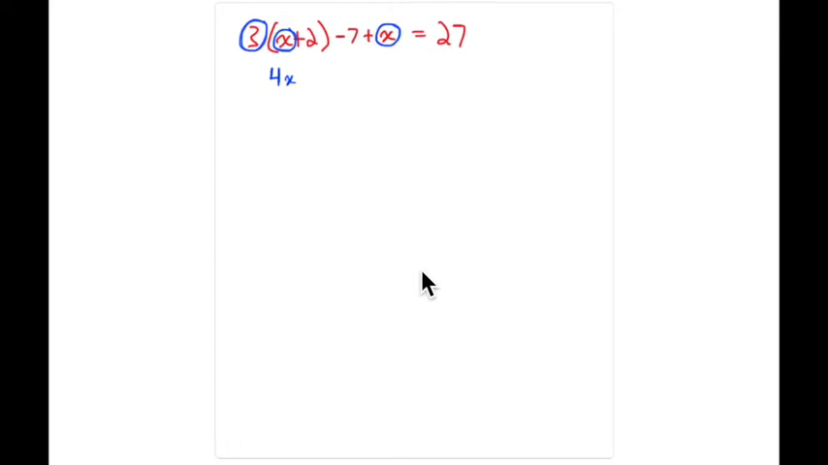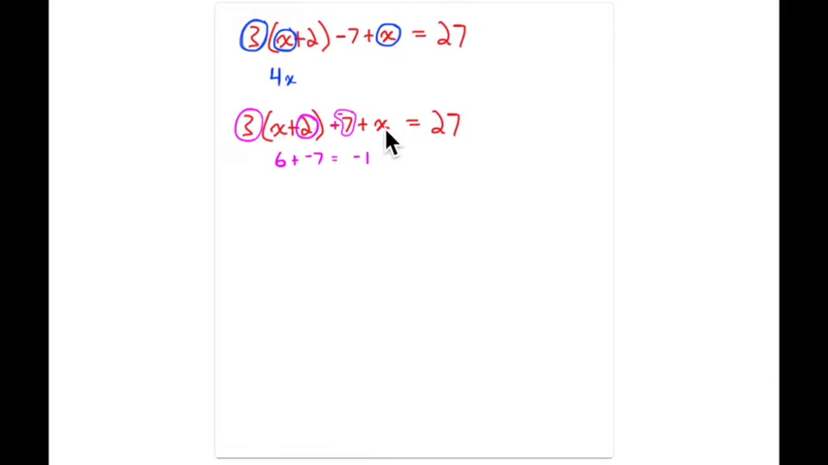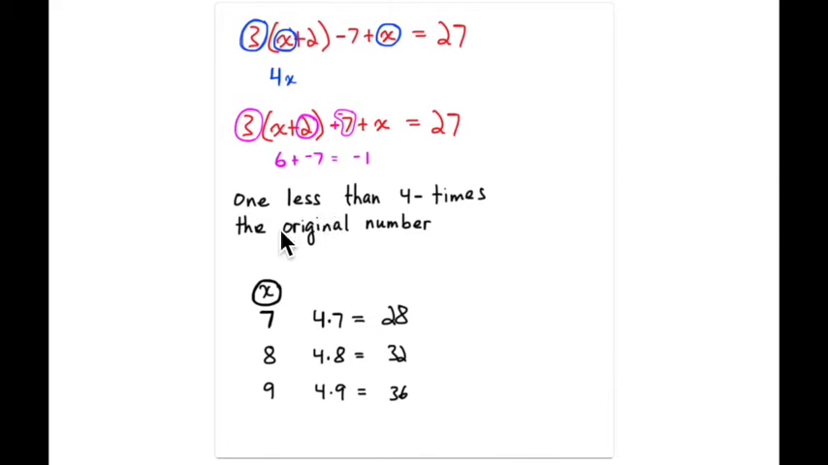But first of all, let's look at this number puzzle in a little bit more detail. So I have 3 times x right here, and I have another x over here. That means I'm going to end up with 4 x's. Somehow, whatever I do, I'm going to end up with 4 x's: 3 times this x plus this x over here. I'm also going to end up with negative 1, because I'm going to end up with 6 right here, 3 times 2 is 6, plus a negative 7. So I'm also going to end up with negative 1. So I'm going to have 4x plus a negative 1 equals 27. So that is, in words, 1 less than 4 times the original number.